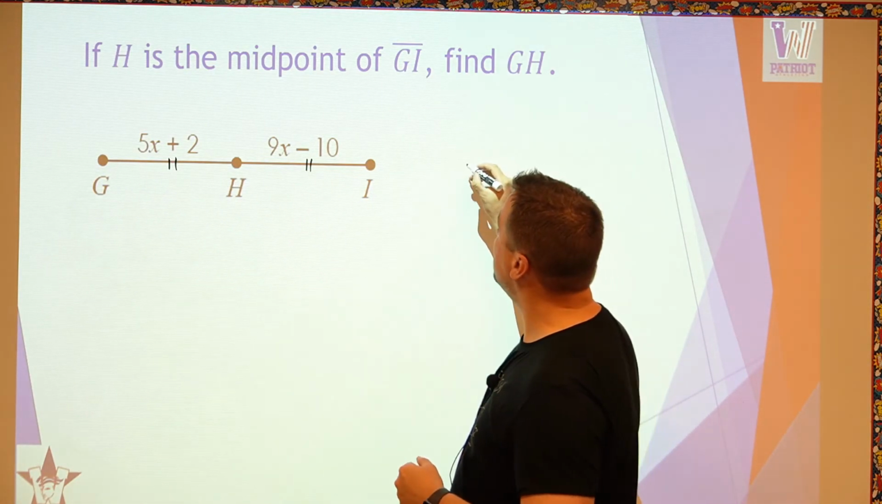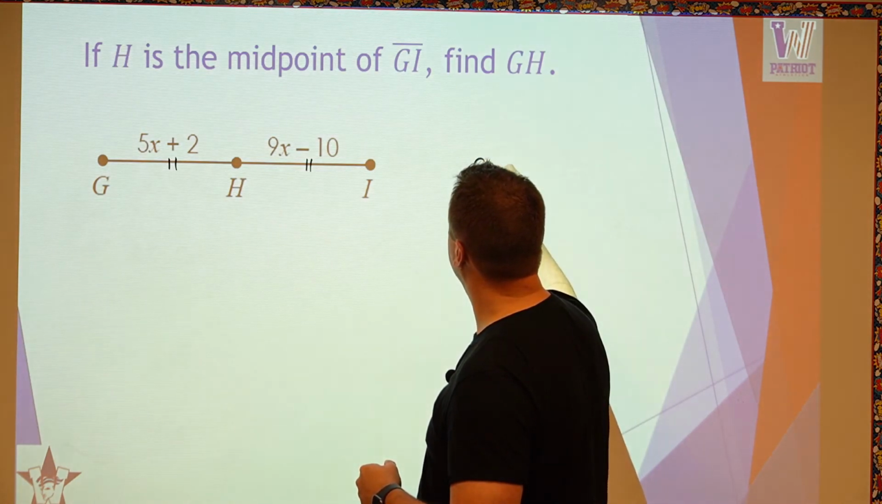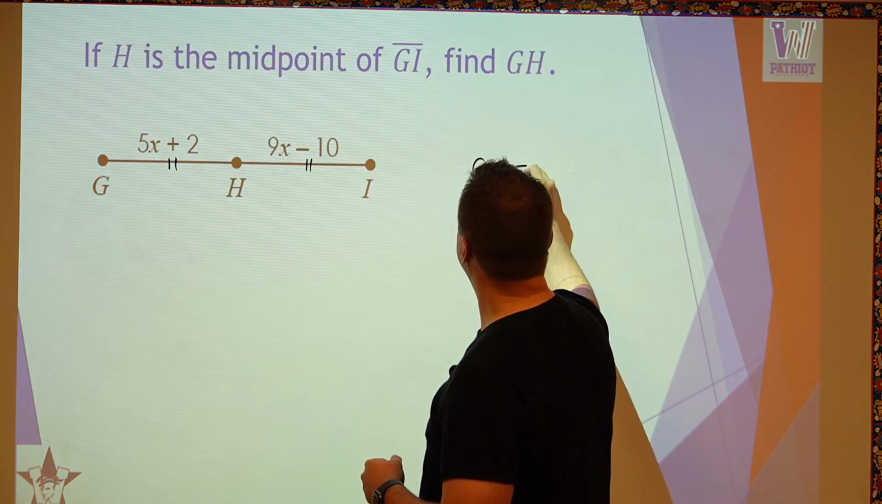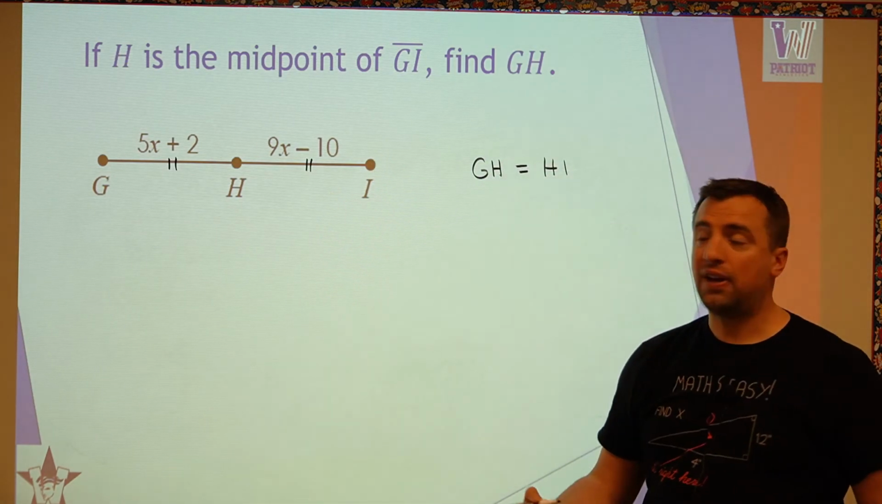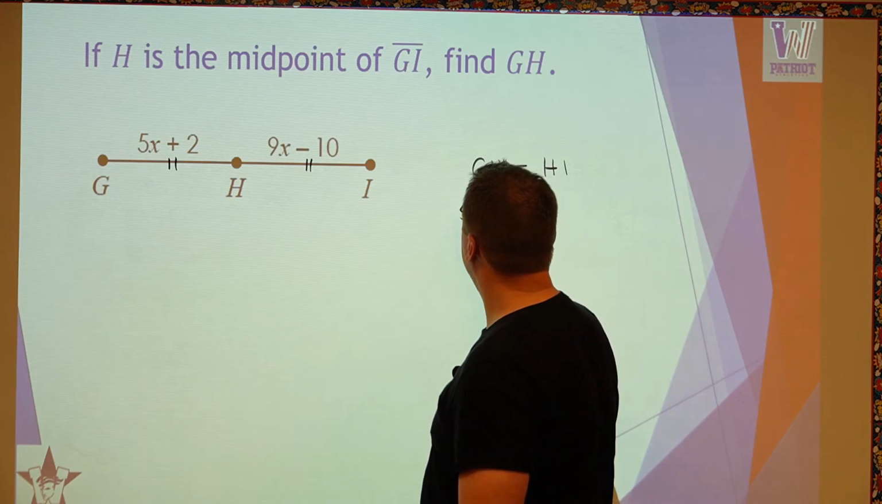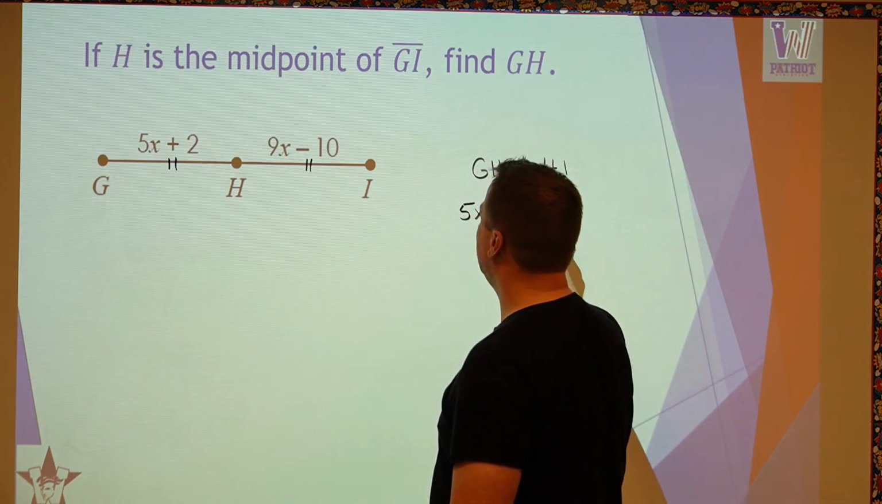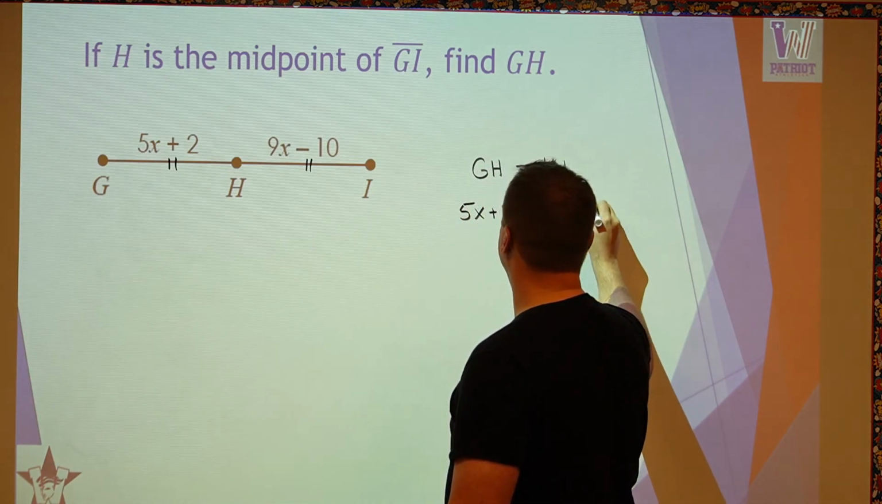It means that gh is congruent to hi, and that changes everything about this problem because we don't know the length of gi, but we know that gh and hi are equal to each other. So we write that as our equation here. gh equals hi. And now just plug in our values. Here we go. I know this is 5x plus 2 equals 9x minus 10.